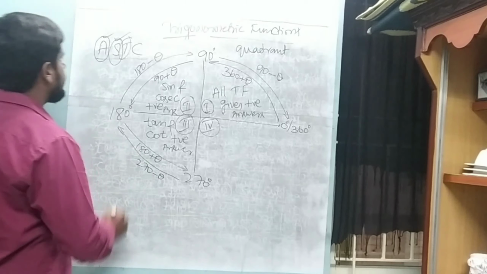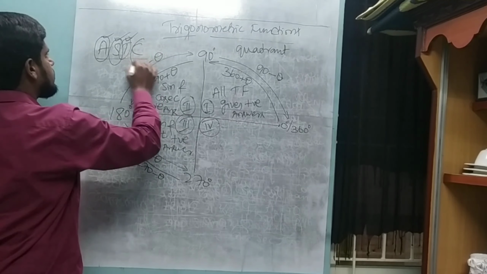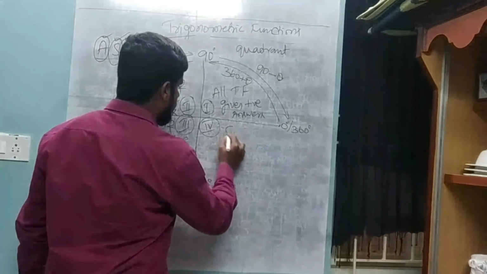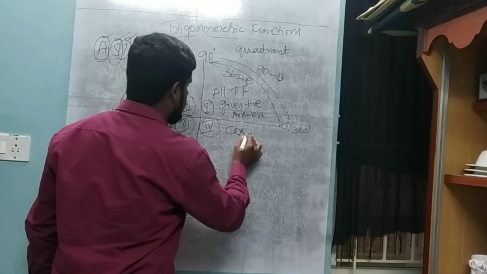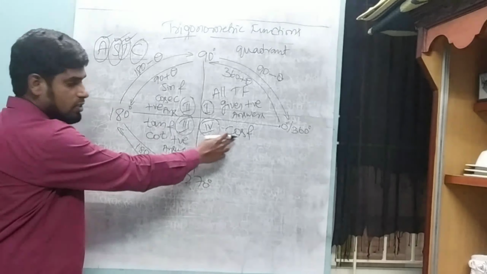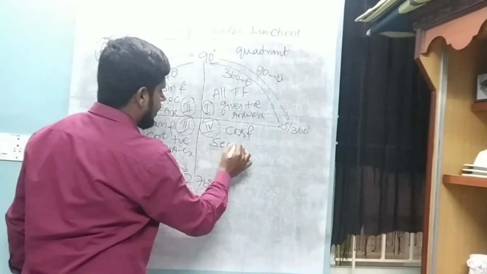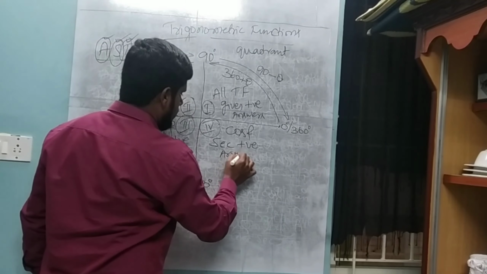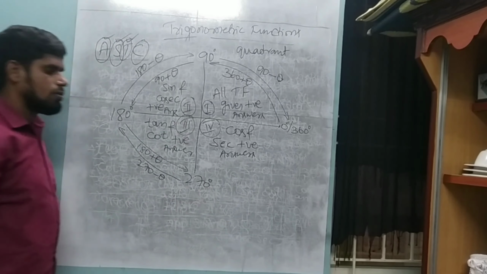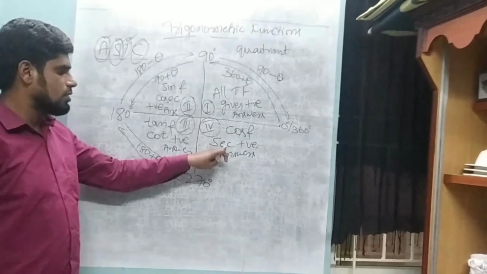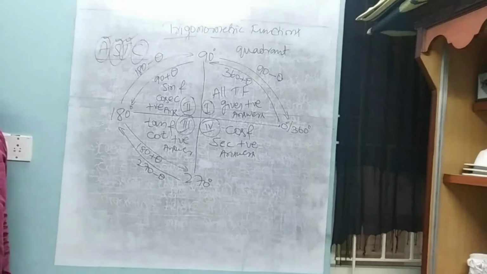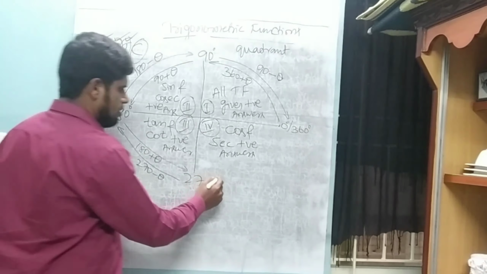Then fourth quadrant, fourth alphabet is C. C for cos. So student, here, cos function and its reciprocal. What is the reciprocal of cos? Secant gives positive answer. These two give positive answers. Then definitely the other four trigonometric functions give negative answers.